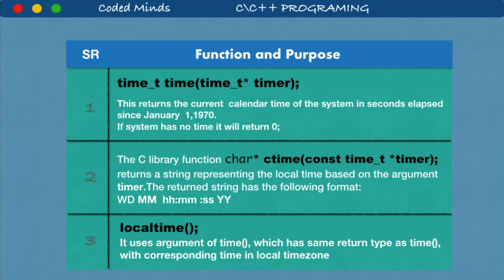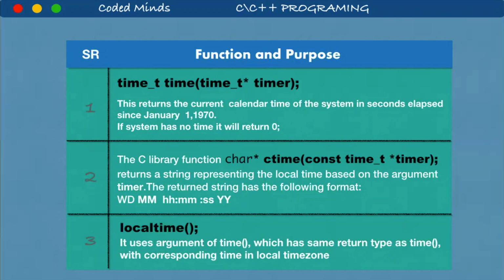The first function is time, and it has a parameter and a return type time_t, as we have seen earlier. So basically it returns the current calendar time of the system in seconds elapsed since January 1, 1970. If the system has no time, it will return a 0. It will take an argument. Sometimes we pass null. Otherwise, if it is not null, then it counts the number of seconds passed since January 1, 1970, and returns those. But it returns an integer value.